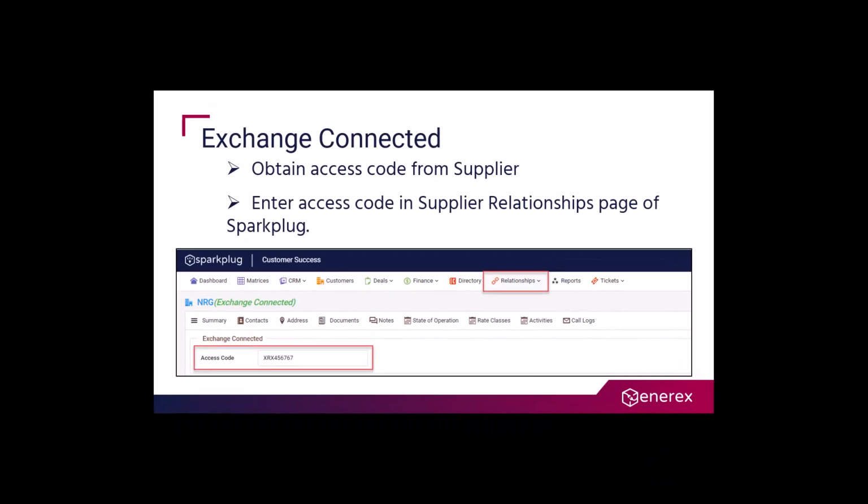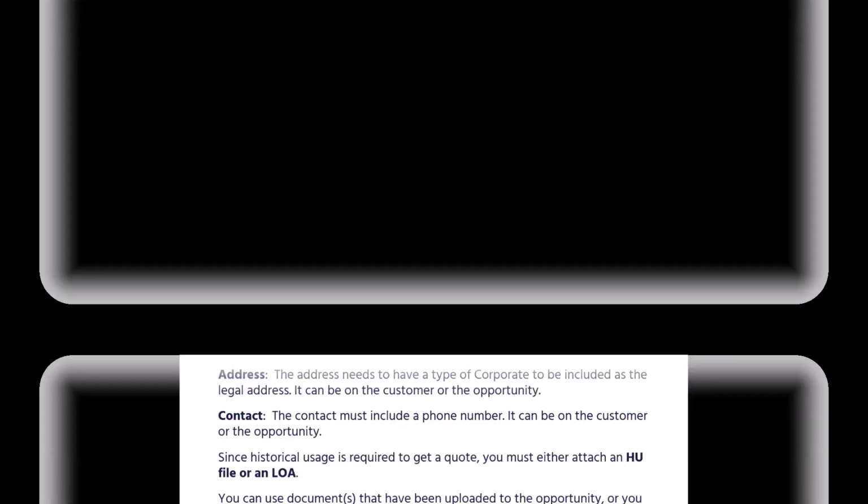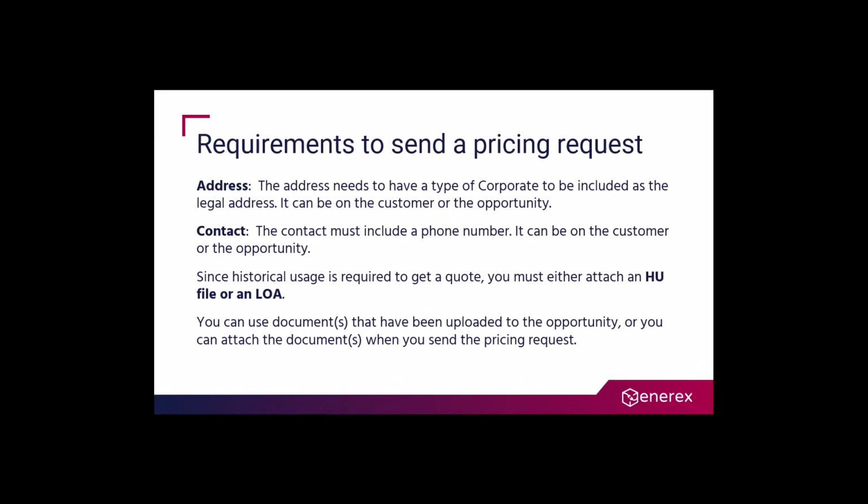To enable the Exchange connection with each supplier, the supplier will provide an access code. You must enter that code into the Supplier Relationships page of Sparkplug. To receive quotes via Exchange, there are a few things the supplier needs.